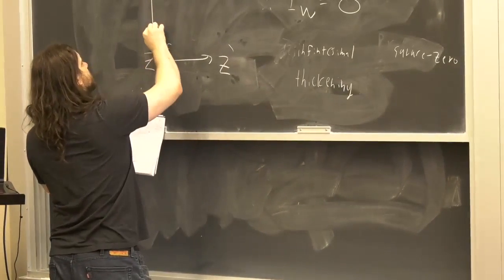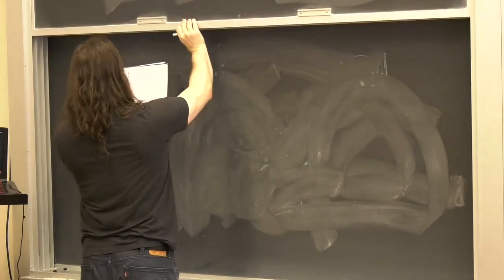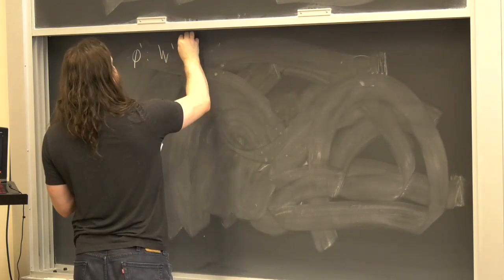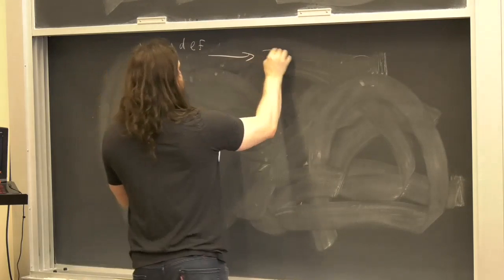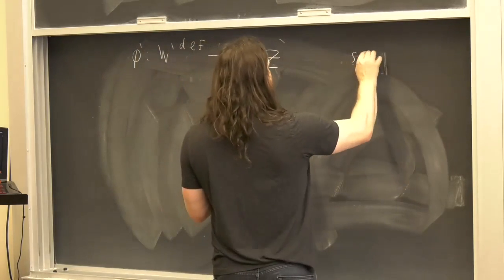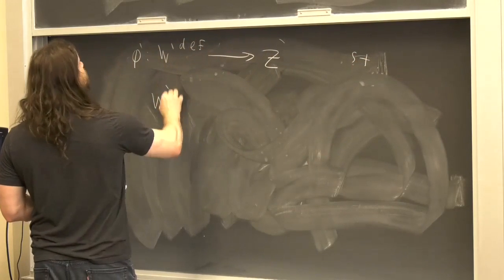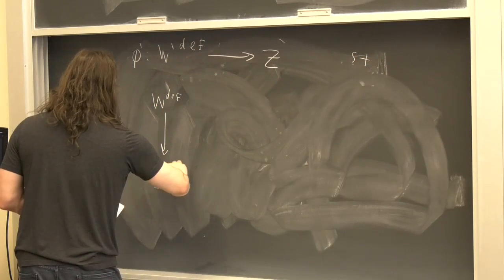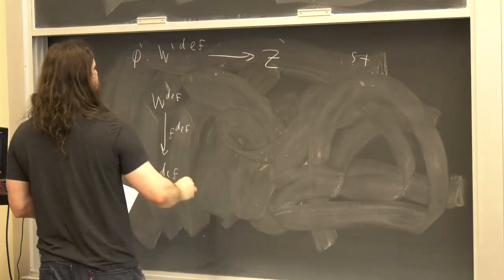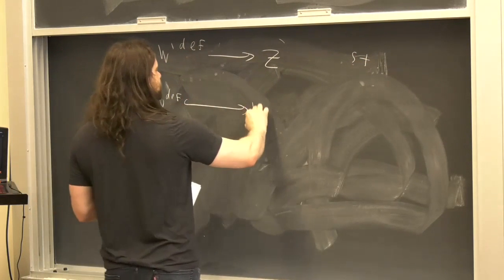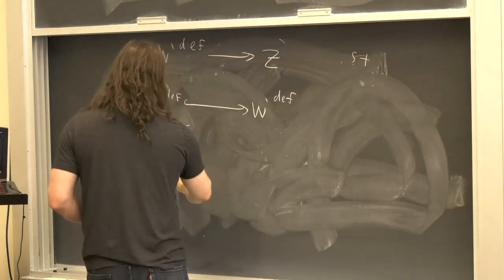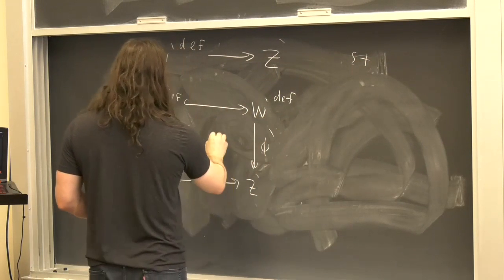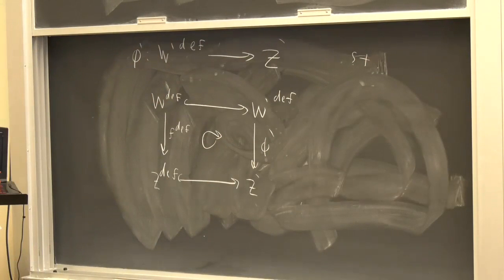So suppose you have this kind of setup where you have an algebraic thickening upstairs, and the definable thickening downstairs. And suppose you have a map Phi prime from the definabilization of W prime to Z prime such that the square commutes. You have W maps to Z. I'm going to put everything in the definable category. Some things here are only definable. And I want this to commute.